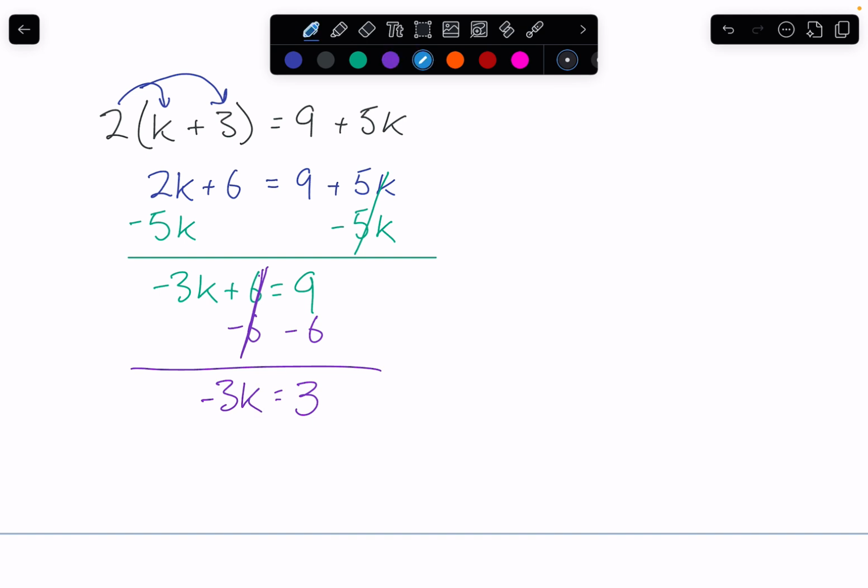We're almost there. From there, we don't want a negative 3k. We want just a single one positive k equal to something. So divide this side by negative 3. Anything divided by itself is just 1, right? So we're left with 1k on the left-hand side. Do the same thing on the other side. Positive 3 divided by negative 3 is just a negative 1. And we're done.